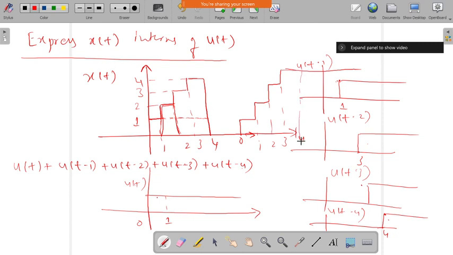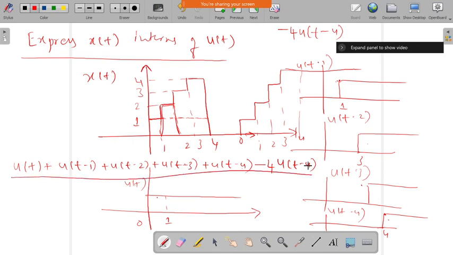Now I need to bring it down from value 4 to 0. What do I need to do? I need to add minus 4 times u of t minus 4, because it should start from 4. If I do like this, the minus 4 and this amplitude will cancel each other. So I need to add minus 4 times u of t minus 4. So this is the expression x of t.